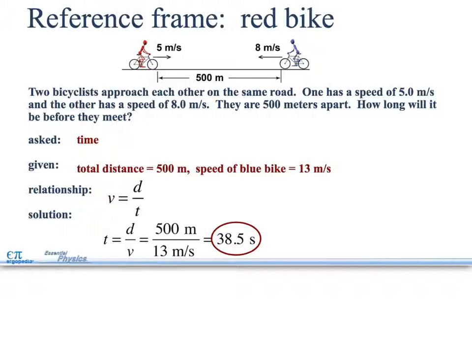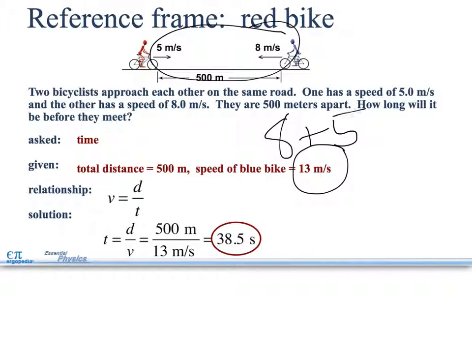Okay, looking at this, they got 13 meters per second for the speed of the blue bike. That's this. 8 plus 5 gave you this. They added those two together. 8 plus 5 gave you the speed of 13 meters per second. So that's when they put it down here for the velocity, giving you 38.5 seconds.